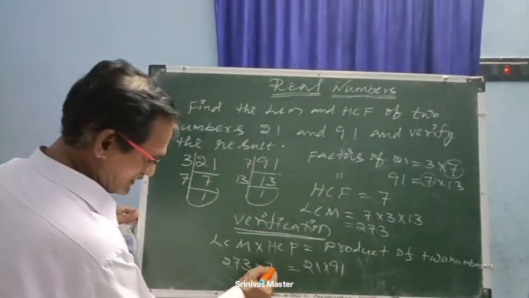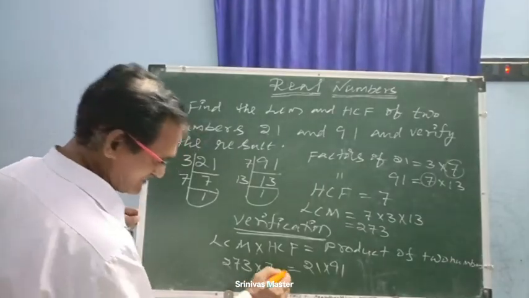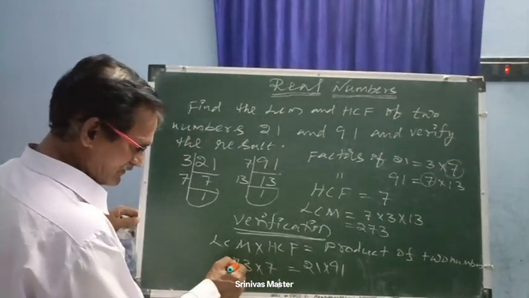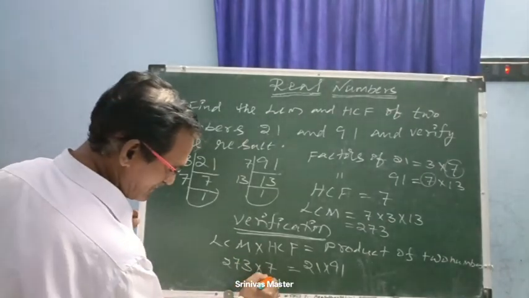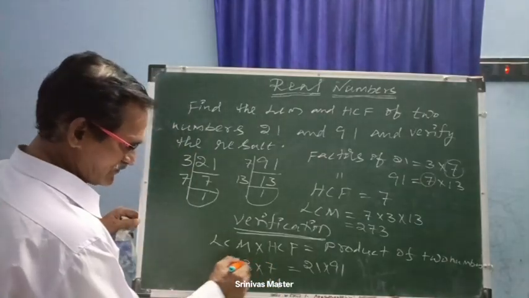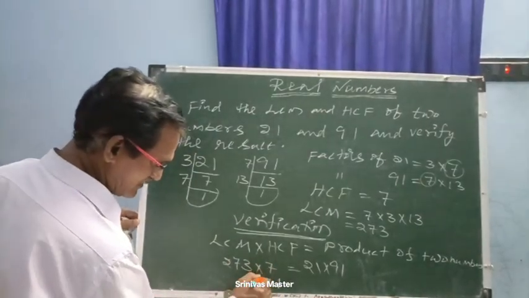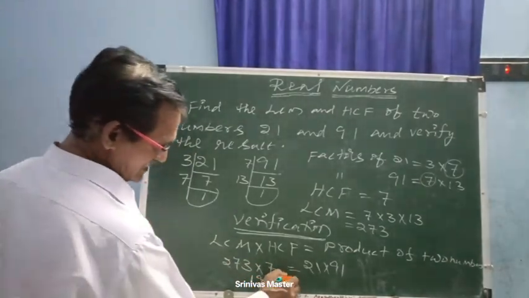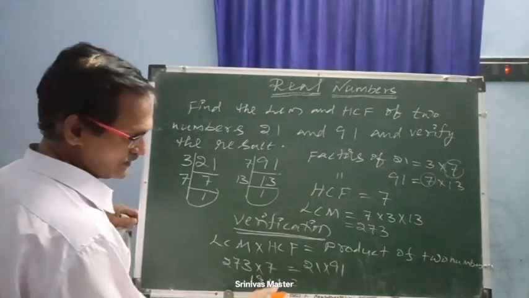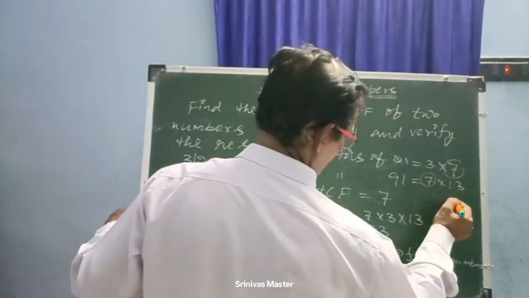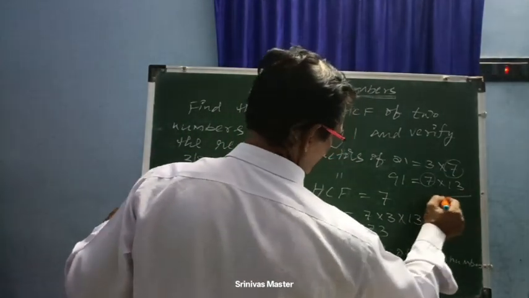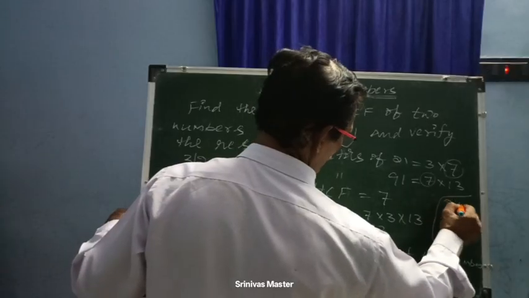273. If you multiply that, 7 threes are 21. 7 sevens are 49, 49 plus 2 is 51. 7 twos are 14, 14 plus 5 is 19. So 1911. The same thing has to come on this side also, no? 21 into 91, you can see here.